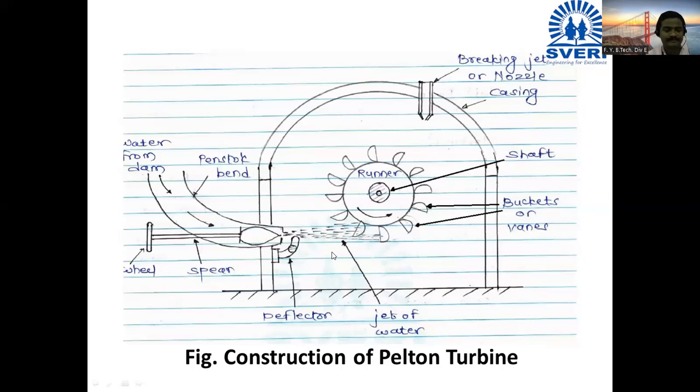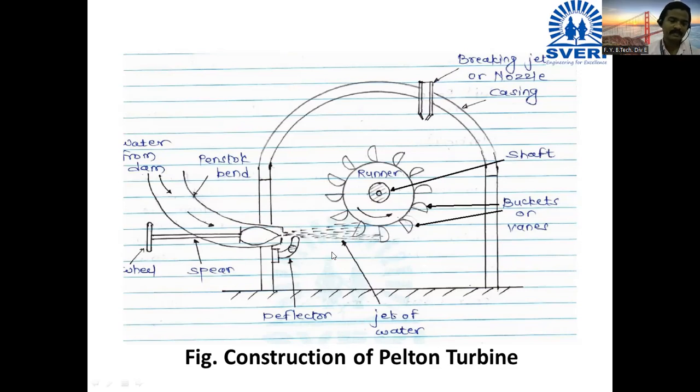Next line. The sphere is operated automatically to increase or decrease the amount of water flows as per the load, full stop.